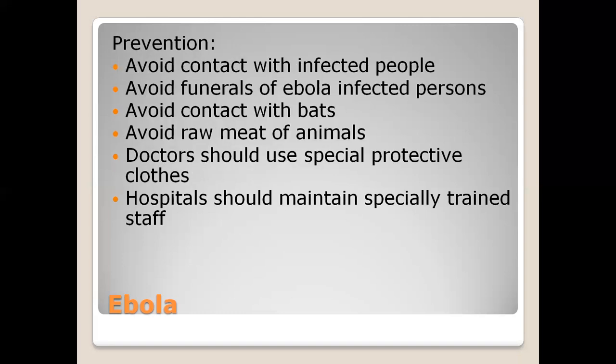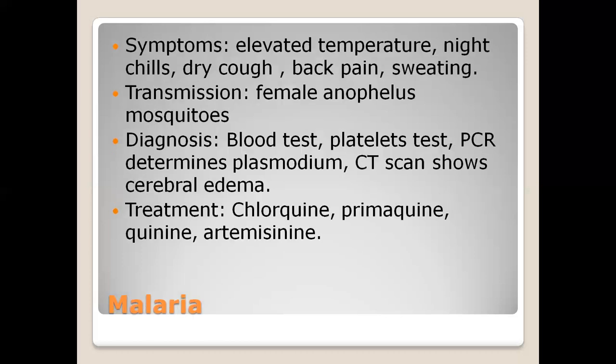And prevention steps mainly involve avoiding contact with Ebola-infected people and avoiding funerals of Ebola-infected persons. If any person dies with this Ebola virus, don't attend the funeral of that person. Why? Because the dead body may transmit this infection. And avoid contact with bats, avoid raw meat of animals. Don't eat raw meat of animals, only eat cooked meat. And doctors should use special protective clothes for preventing this Ebola virus, and hospitals should maintain specially trained staff for preventing the exposure of the virus.